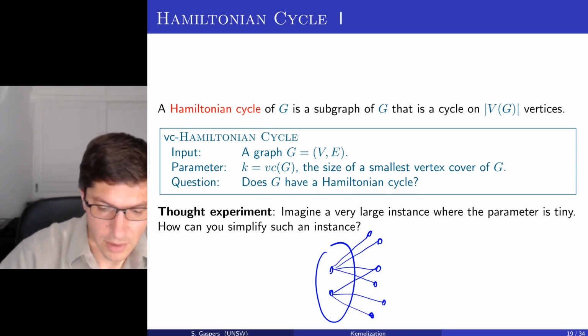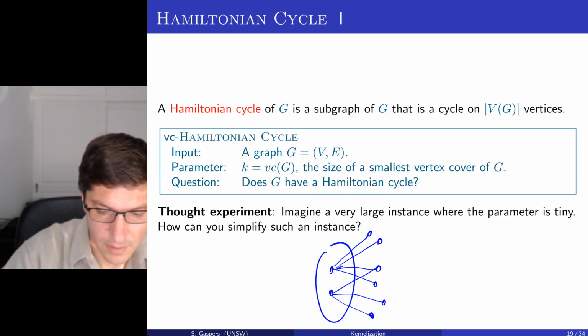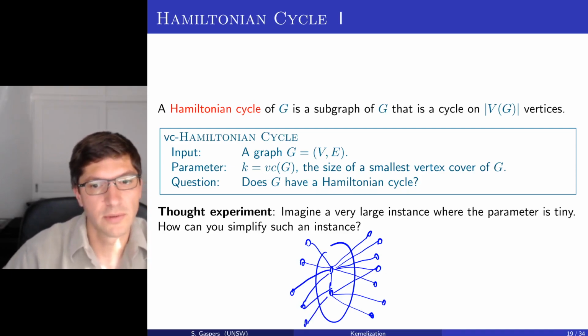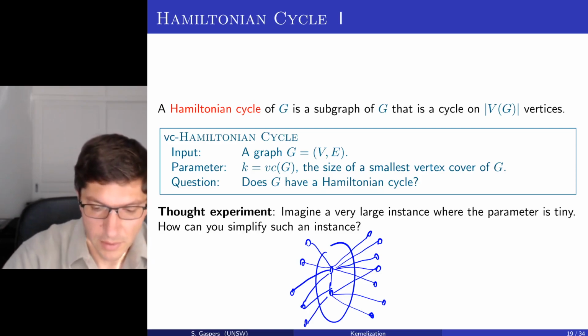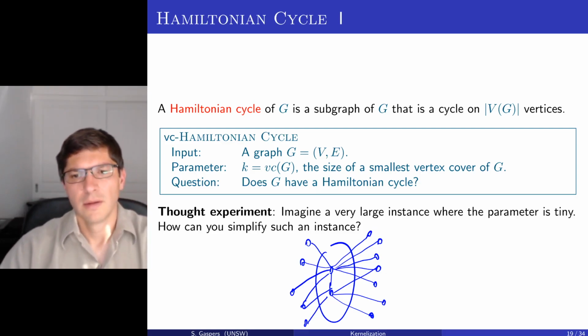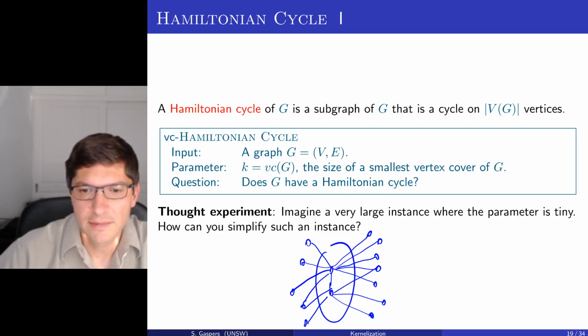But how do the edges of the graph look? Let's say we have a vertex cover of size 2, and then we have lots of outside vertices. So we have a huge graph, but all the edges are either inside the vertex cover or connected to at least one vertex of the vertex cover. So we don't have edges like this, right? We can't have this. Now the question is whether this graph has a Hamiltonian cycle.